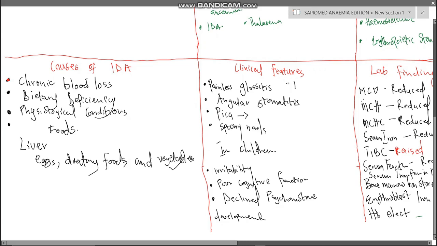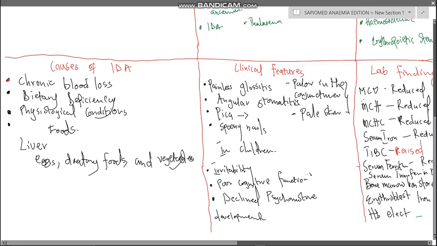Then we can even talk about pallor in the conjunctiva. We can talk about pale skin. Of course, these are all general symptoms of anemia. But those that are specific to iron deficiency, you see the pica, the spooning nails, the angular stomatitis, the painless glossitis, that's the beefy red tongue. Okay, so these ones are clinical features of iron deficiency anemia.